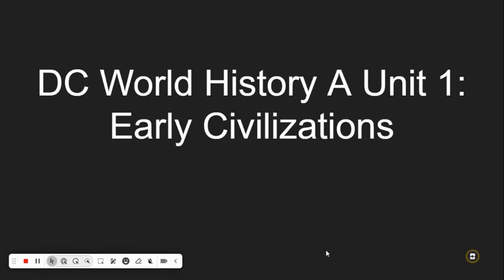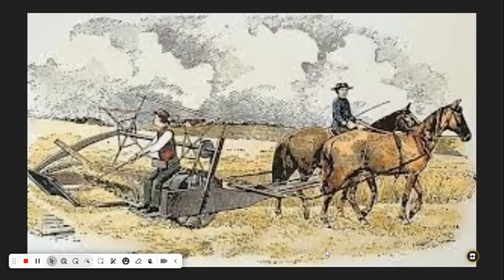Dual credit World History A, Unit 1, Early Civilizations. This is some very cool stuff, and this is going over just a ton of years in one unit. So here we go. Ready, set, right? This is a bunch of stuff that I have been interested in for a really long time, so I think it's super interesting. Early migration and settlement, that's lesson one.